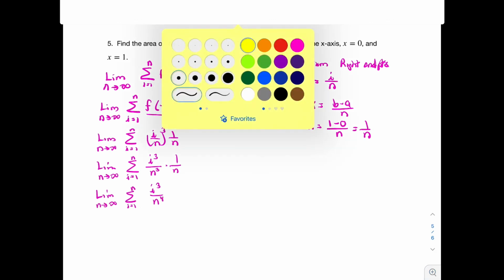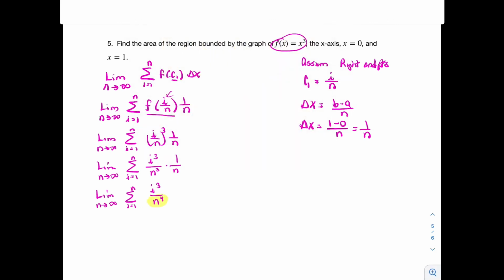Now n is considered a constant. It's a number because remember our upper and lower bounds need to be constants. So I can factor that 1 over n to the fourth out. So I have the limit as n goes to infinity of 1 over n to the fourth times the summation from i equals 1 to n of i cubed. And now I can use our summation formula for i cubed that we learned at the beginning of this section, and replace that summation with n squared times n plus 1 quantity squared all over 4.